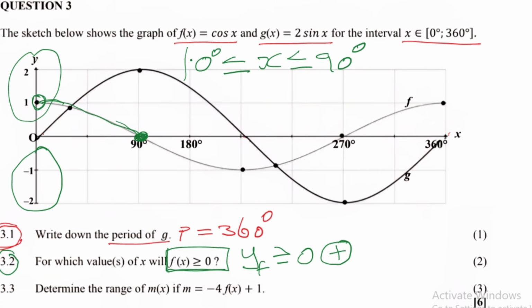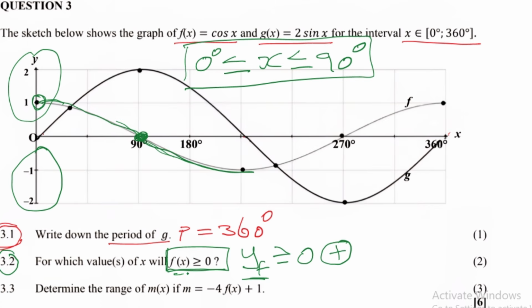So the first answer that we are having for the question is this one. Okay, now let us continue analyzing this, interpreting this thing. From 90 degrees, when we go with this graph, you can see that the value of y there is negative. And that's not what we want according to the question.